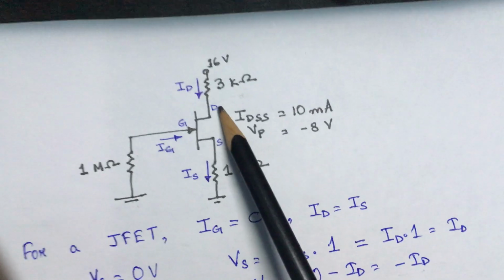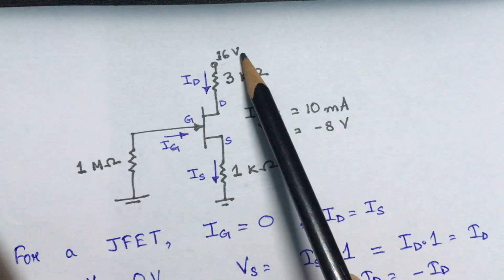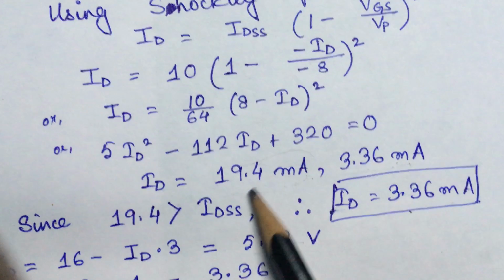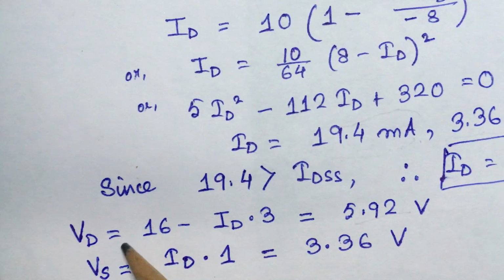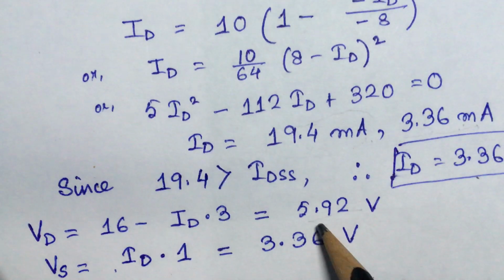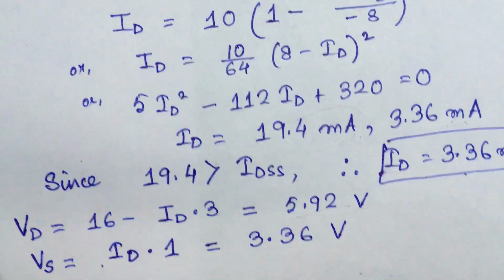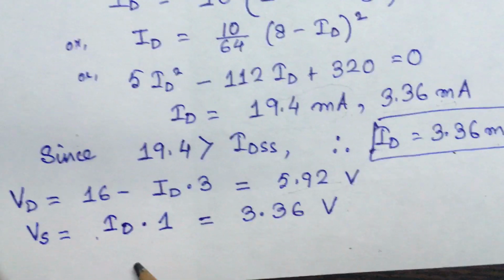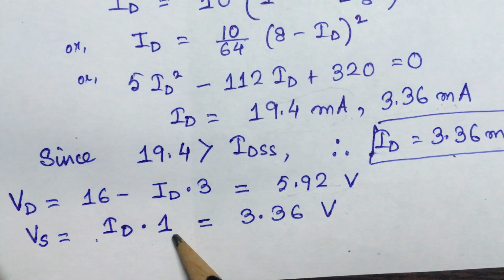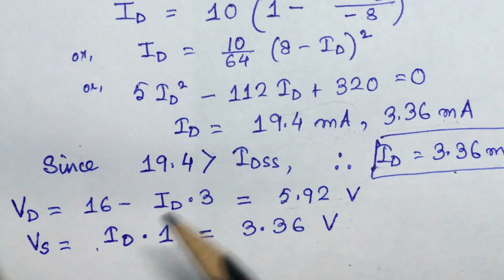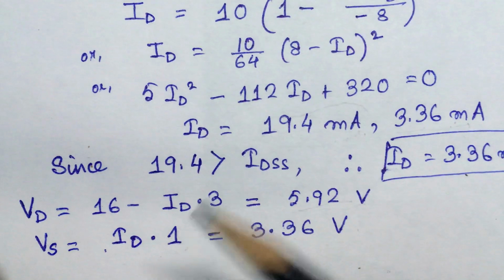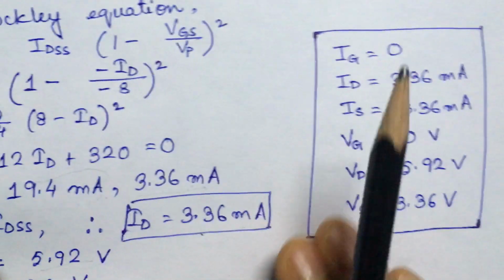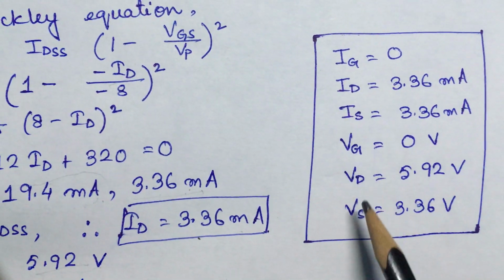Now the drain voltage VD is 16 volt minus the drop across this 3 kilo ohm resistor. So we have over here VD equals 16 minus thrice ID, and that value we get as 5.92 volt. The source voltage Vs is ID into 1, which is 3.36 volt. Now ID is in milliampere and the resistor Rs is in kilo ohm. So milliampere and kilo ohm, 10 to the power minus 3 and plus 3, get cancelled, and we get 3.36 volt over here.